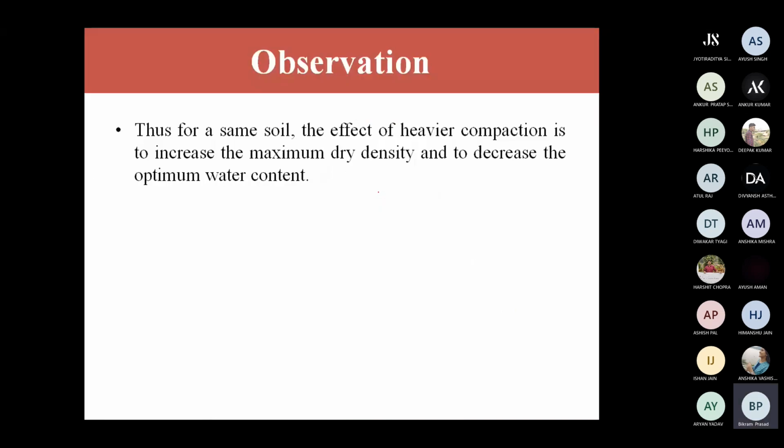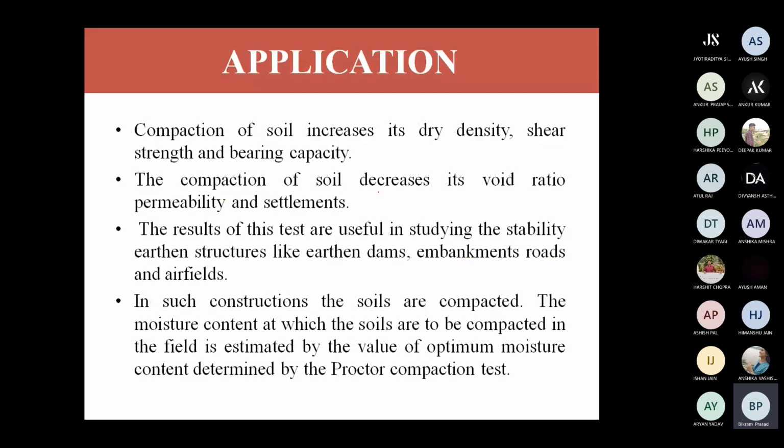Thus, for the same soil, the effect of heavier compaction is to increase the maximum dry density and decrease the optimum water content. What are the applications? The compaction of soil increases its dry density, shear strength, and bearing capacity. It decreases its void ratio, permeability, and settlement. Settlement is very dangerous for dam construction and other construction fields.